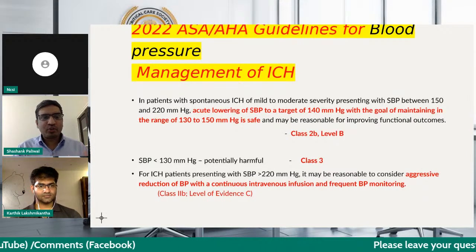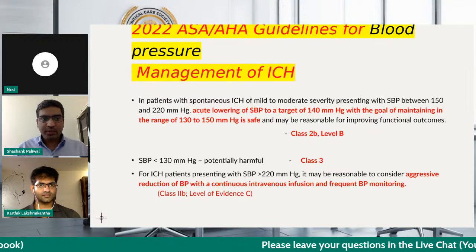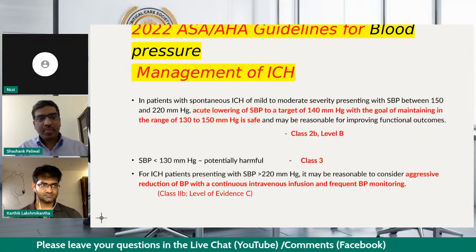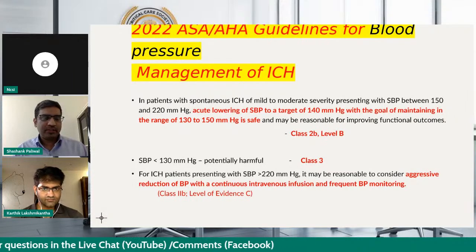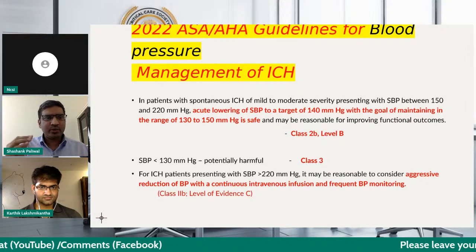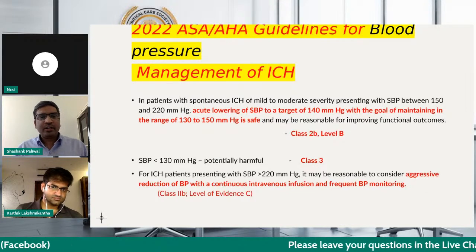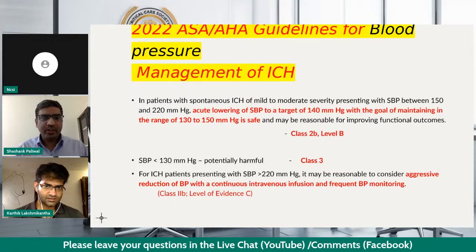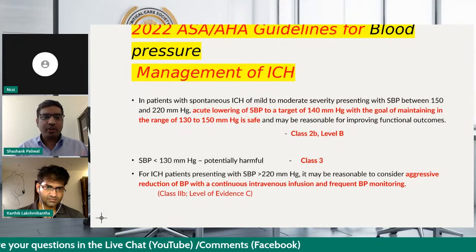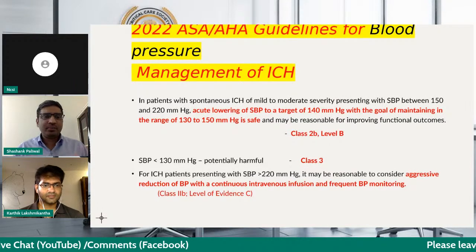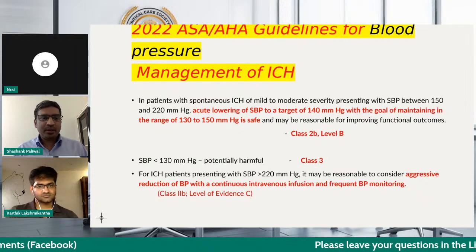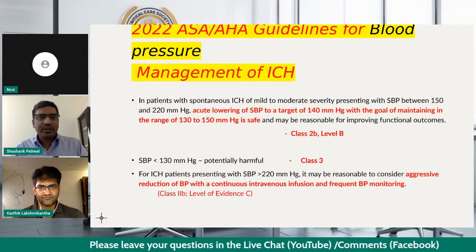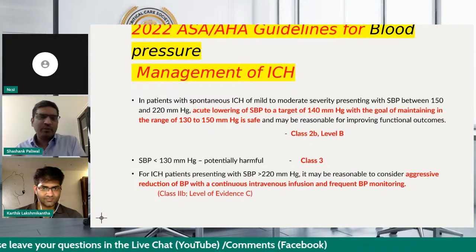So these INTERACT trials have used multiple antihypertensives, and they have a study group, and they have seen harmful effects of suddenly lowering blood pressure acutely within 1 hour. They found out that there is a sweet spot, I mean, the good spot is 130 to 150. However, if we go below 130, of course, it will lead to hypoperfusion, and the ischemic zone may increase, and may have other complications. So if the BP is between 150 and 220, then our sweet spot is 130 to 150, or 140 rather.